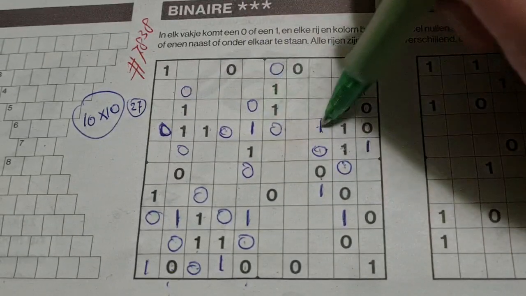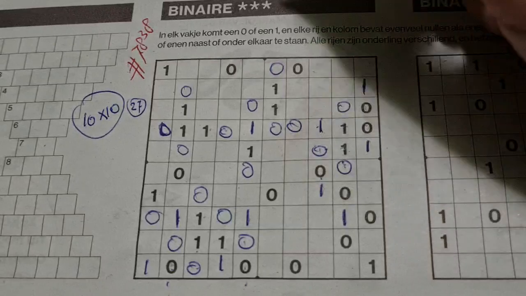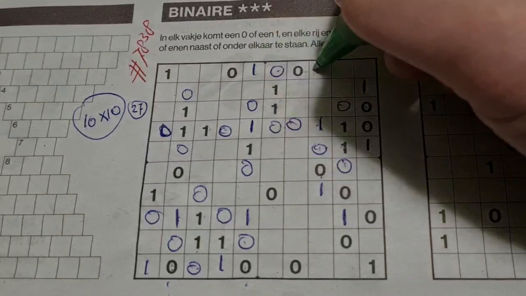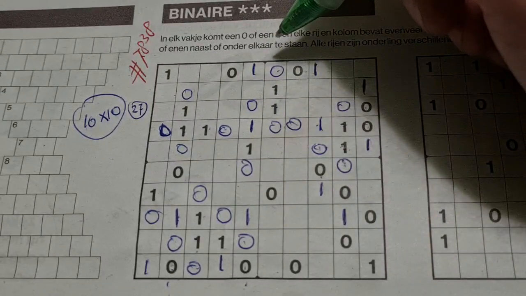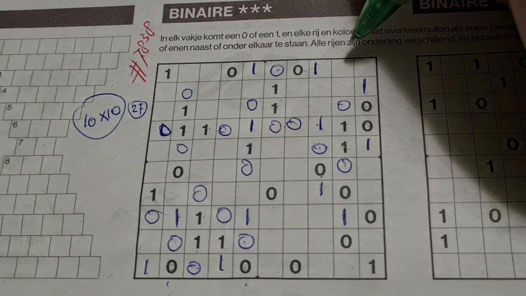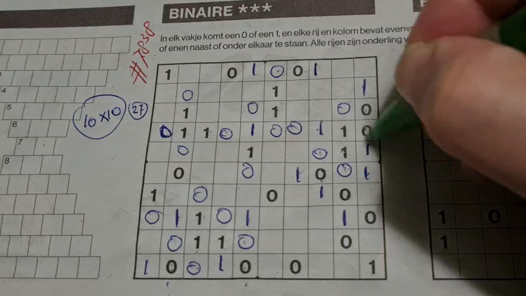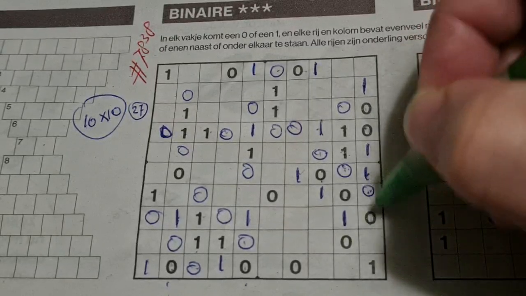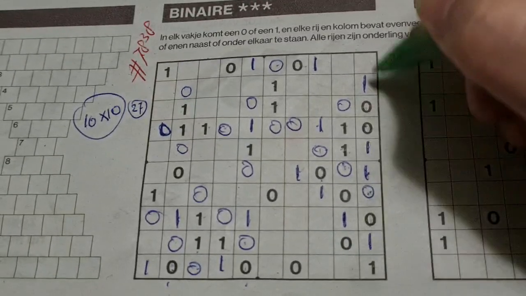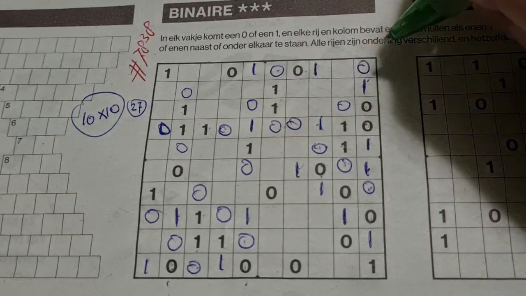1, 2, 3, 4, 5 ones. So the rest are 0s. Double 0s. Here one, there one. Then double 0s. Here one, there one. Double ones. Here no, there no. Double 0s. Here one, there one. 1, 2, 3, 4, 5 ones. So the rest are 0s.